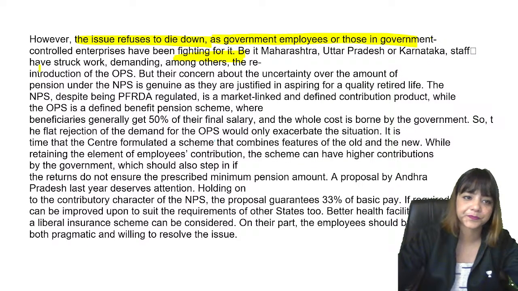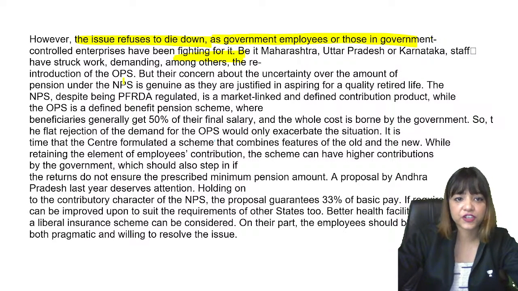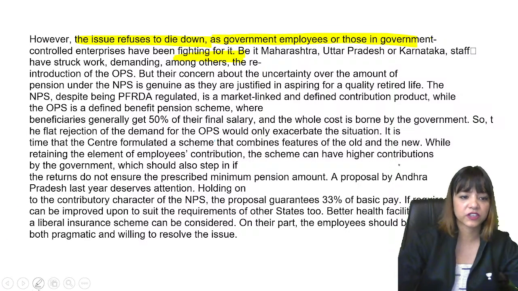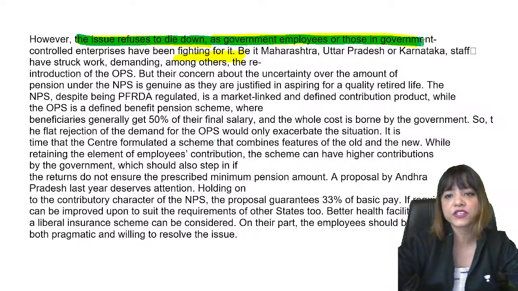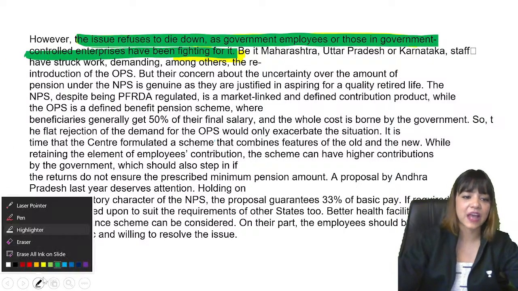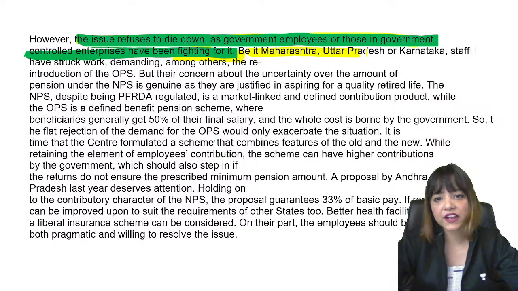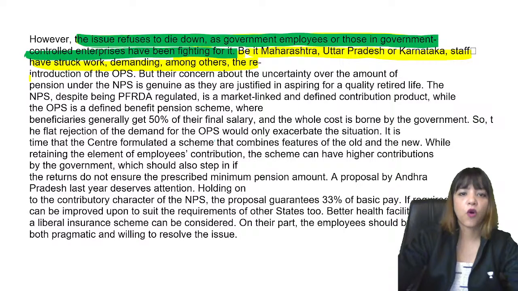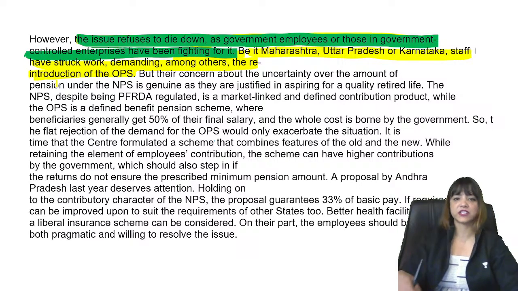इसके लिए लड़ रहे हैं कि वापस से पहले वाले मेथड पे चले जाना चाहिए। बी इट महाराष्ट्र, उत्तर प्रदेश और कर्नाटका, staff have struck work demanding among others the reintroduction of the OPS. तो examples दे रहे, कहाँ पे हो रहा है ये? This is the claim that the author has made and this is the example, right? First, the author says that the issue refuses to die down as government employees or those in government controlled enterprise have been fighting for it. उसके बाद उसका example दे रहा है author यहाँ पर कि be it महाराष्ट्र, उत्तर प्रदेश और कर्नाटका, staffs have struck work डिमांडिंग अमंग अदर्स, और भी चीजों के साथ उनका ये भी डिमांड है कि पहले वाले सिस्टम को, ओपीएस को वापस इंट्रोड्यूस किया जाए, ठीक है?